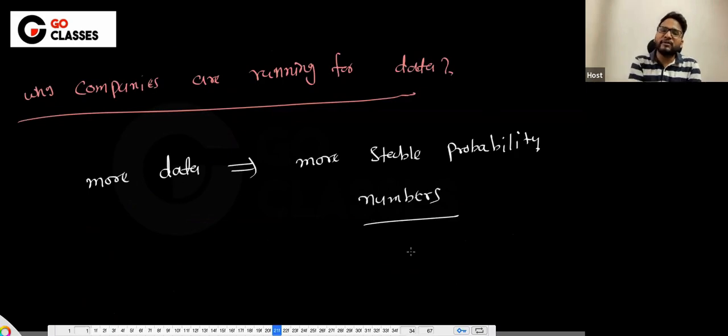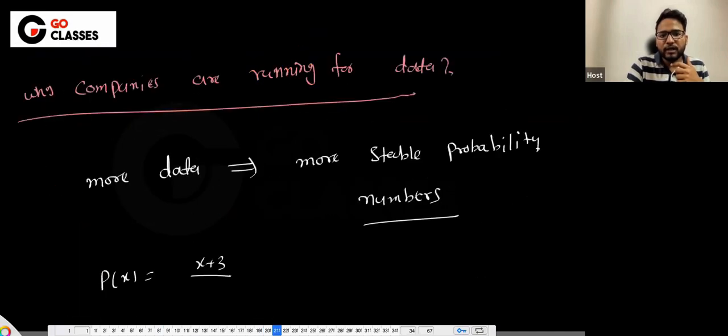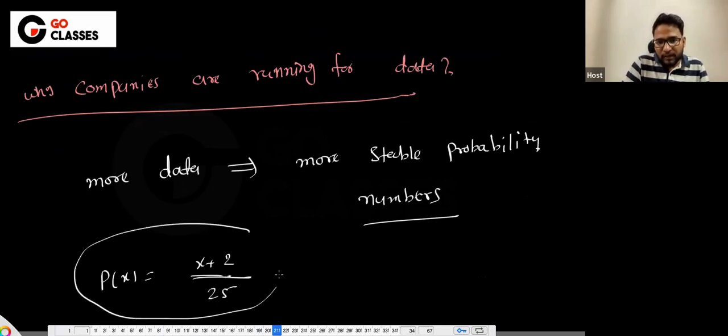And why do they even care about the probabilities? Let's suppose there is some probability distribution of any data. What happens if you know the probability distribution? In one of the examples, I think it was x plus 2 upon 25. Suppose you have approximated that your probability distribution looks like this, some closed form, something like this. If you are confident that yes, this is my probability distribution, then what will happen? You do not need data anymore.